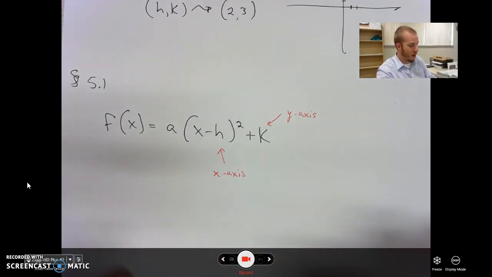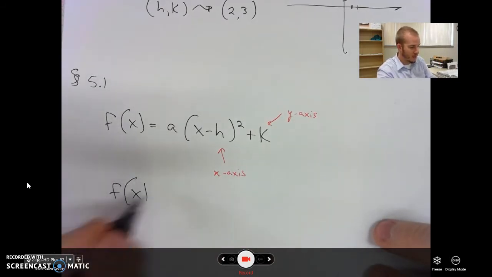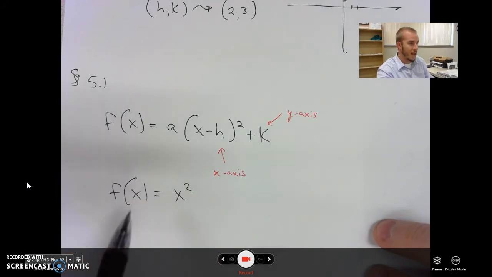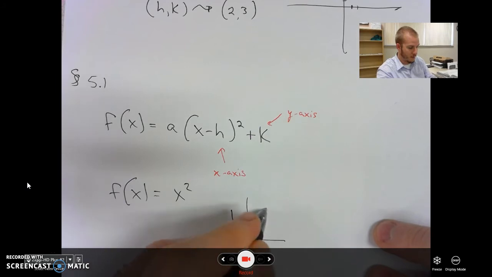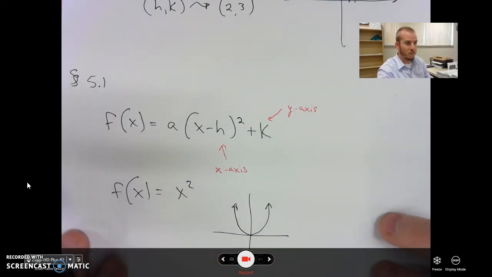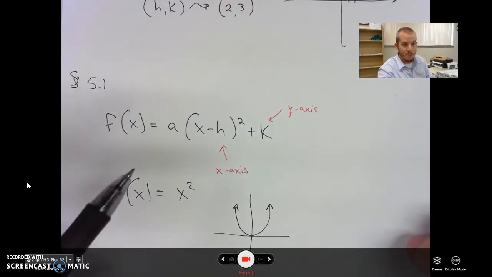So the parent function is f of x equals x squared, and remember that just looks like this graph here. Wow, that was a beautiful graph. Good job, Mr. Blair. So that's what this looks like.